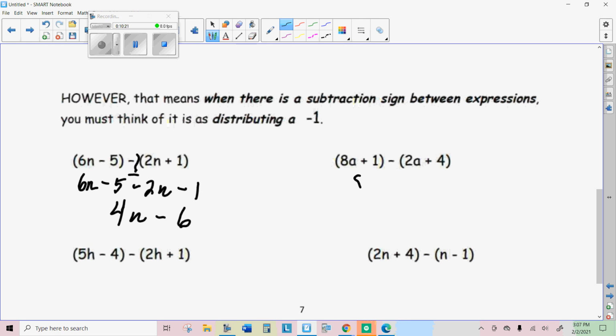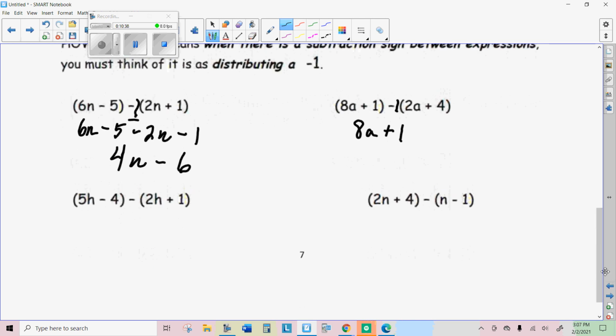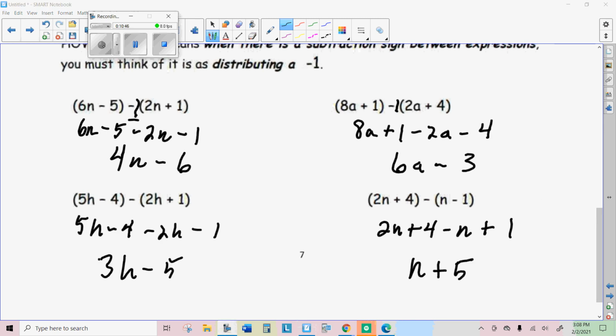I'll start this for you. Now distribute the negative 1. So multiply both parts of that by negative 1. And then continue simplifying. I'm going to give you the answers to these so you can check your work. On the last problem, did you notice the double negative there? Which makes this a plus.